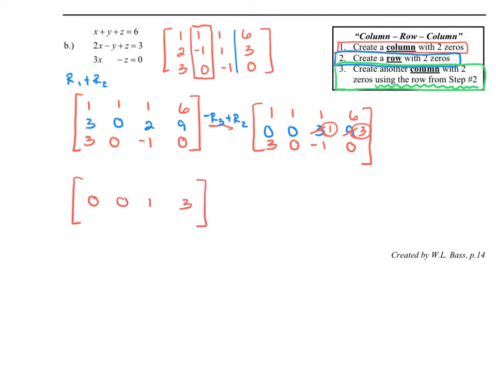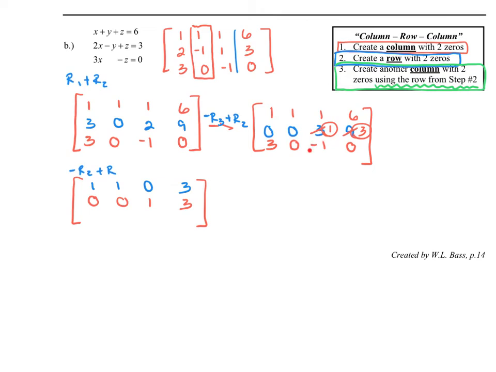Okay, so now, how can I create a 0 right here using this row? If I do a negative times row 2 and add it to row 1, I will get my 0. So a negative row 2 plus my row 1 is going to give me a 1, a 0, and again, I'm doing a negative, so that's going to give me a 3 because I'll have my negative 3 plus my 6.